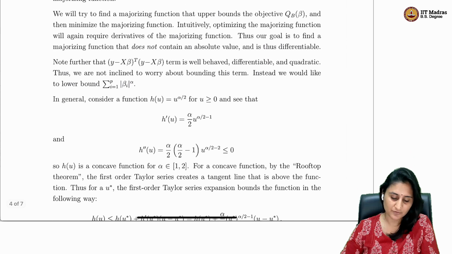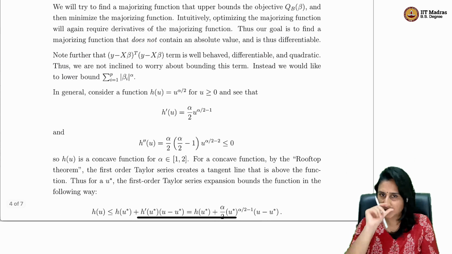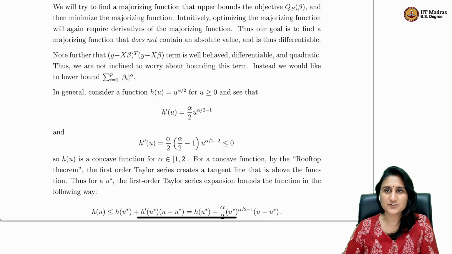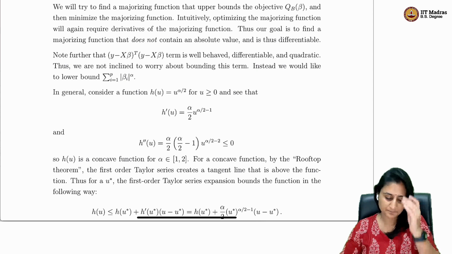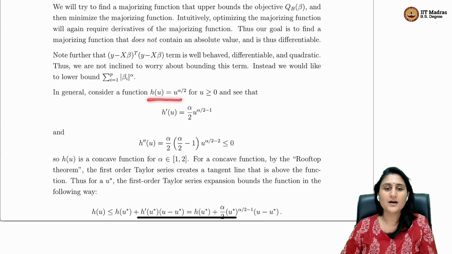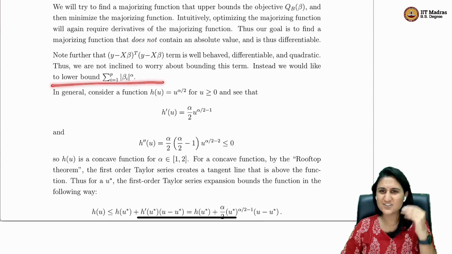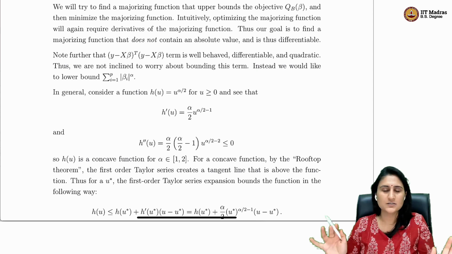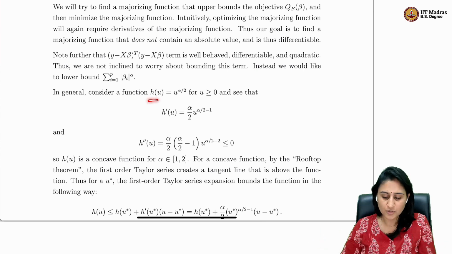Okay, so this argument is potentially going to be a little bit tricky to understand, so stick with me. In general, we are going to consider a function h of u, which is u to the power alpha by 2 for u greater than or equal to 0. I've sort of stopped worrying about the earlier expression. Just refresh your brain and consider the function h of u, which is u to the power alpha by 2 for some u that is positive.